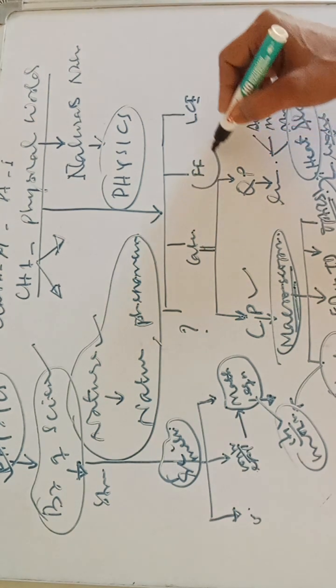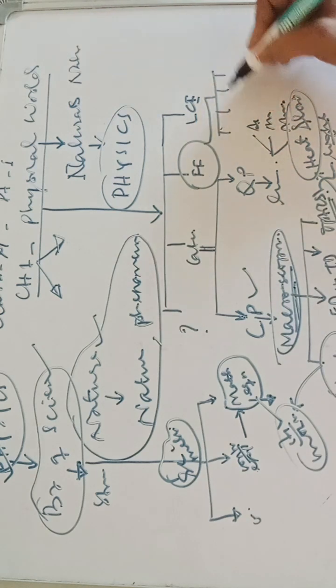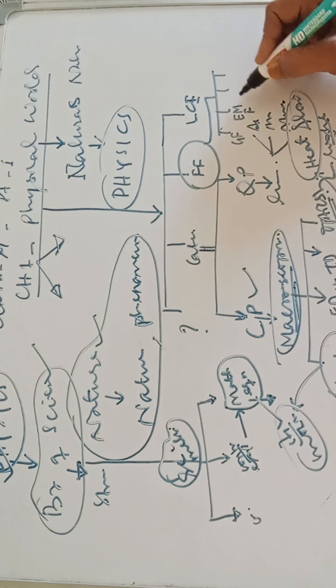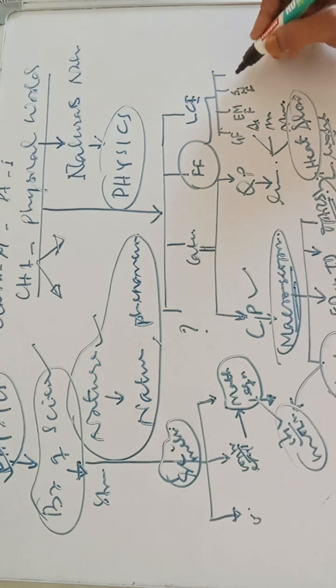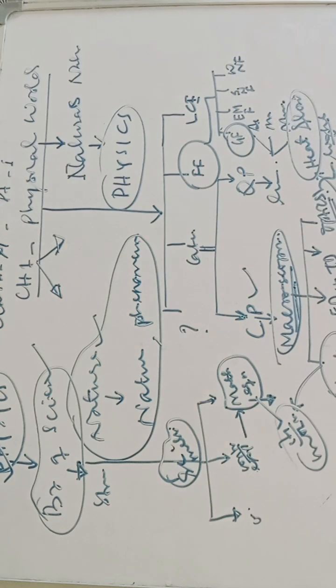Now, under fundamental forces, we'll have four major forces: gravitational force, electromagnetic force, strong nuclear force, and the fourth one, weak nuclear force. This gravitational force is linked with the force between objects having masses, and it is always attractive.